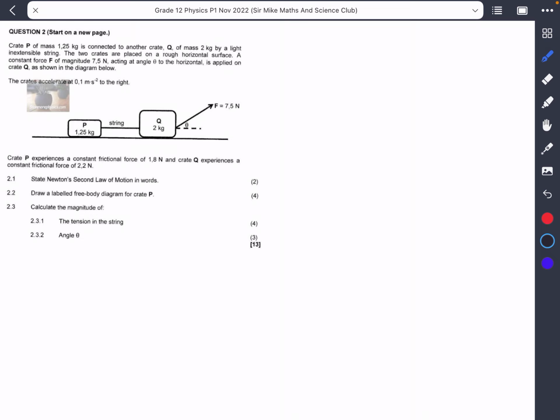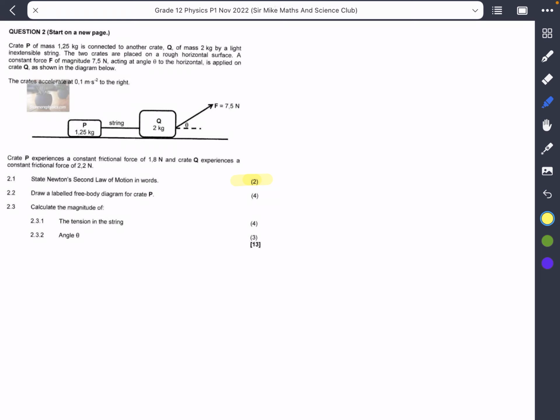We know that Newton's second law says that when a net force is applied to an object, the object will accelerate at an acceleration that is directly proportional to the net force and inversely proportional to the mass of the object. That would be the formal definition of Newton's second law in words. You need to know these definitions, as it is actually 2 marks. Of course, getting those 2 marks would be a good score there.